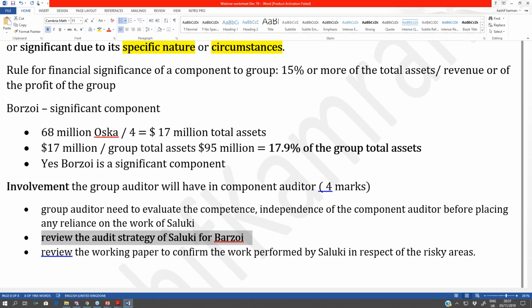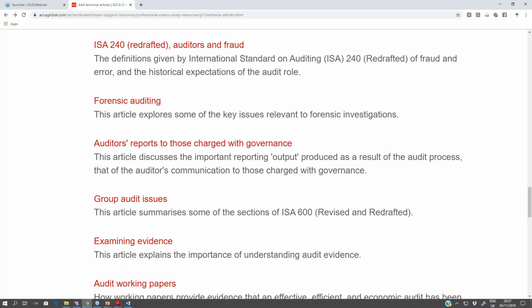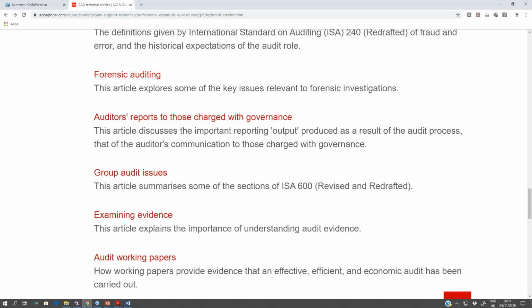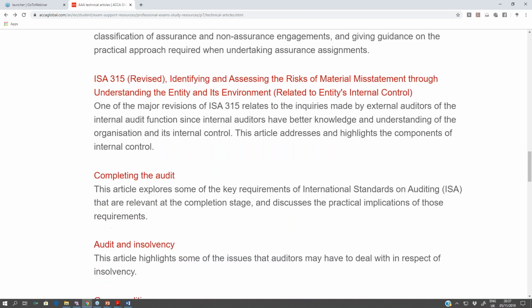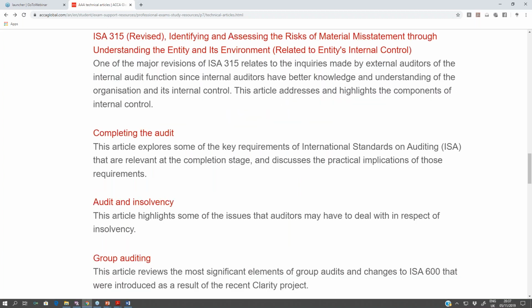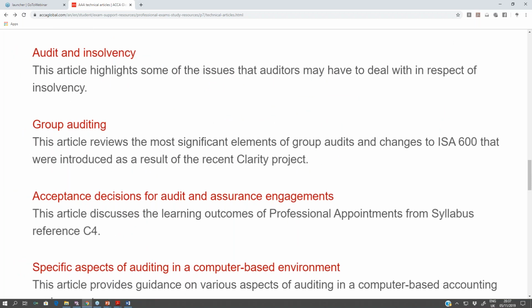And is everyone now clear on the significance of the component auditor and how you find that in the exam paper? Is everyone clear on this? Just one last thing before I take on the other questions. When you look at these articles on the ACCA website for AAA and you explore these articles, can you see this article here on the website, AAA technical articles, right in front of your screen, group auditing?